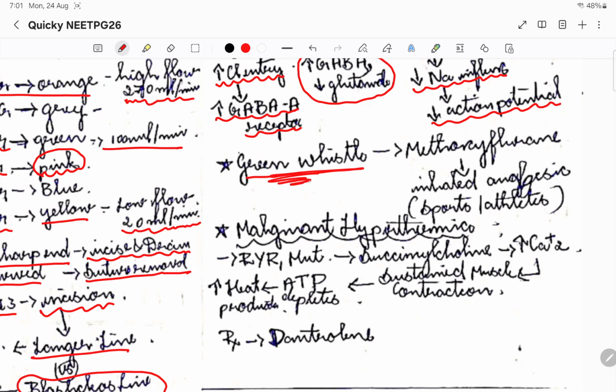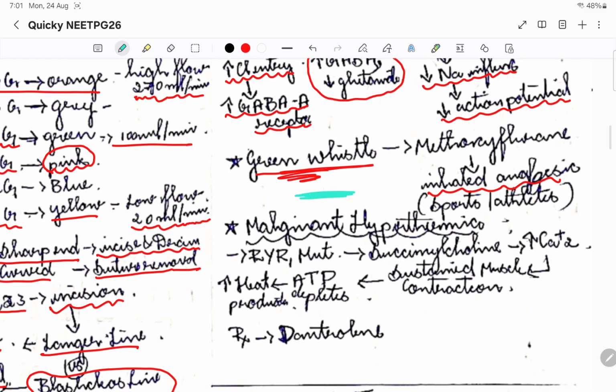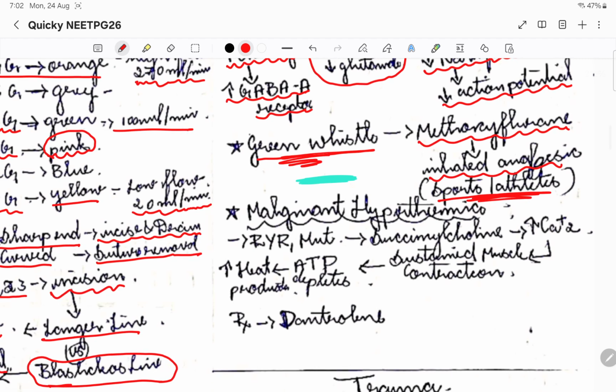Then some of the important things that I want you to know: there is something called the green whistle. You would have seen it in football and other athletics. They use inhaled analgesics immediately. A green pen will be given to the athlete, and suddenly he starts taking inhalational breaths from that pen. After an athlete falls, or when the paramedics come onto the field, they give a green pen. This is called the green whistle by its common name, but what does it contain? It contains methoxyflurane. This is an inhaled analgesic, which is very fast acting, so that is why they use it in sports and athletes. So remember that one point.